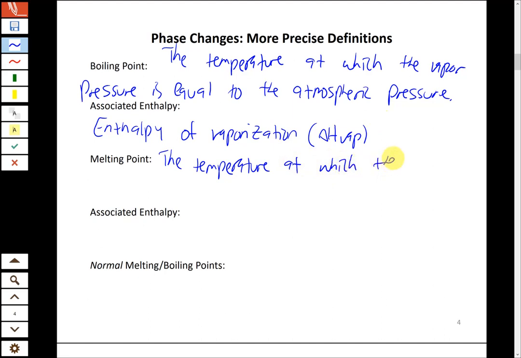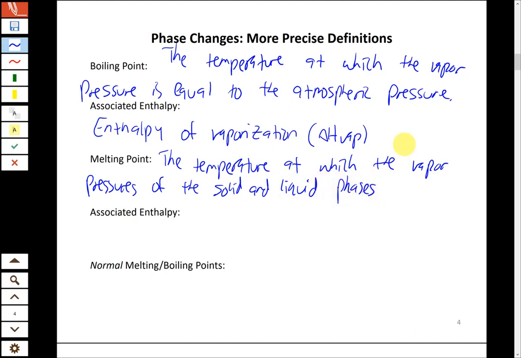So we want to be familiar with it, but it's not really the way we usually think about it. But it's the temperature at which the vapor pressures of the solid and liquid phases are equal. So solids have vapor pressure as well, typically much lower than the corresponding liquid vapor pressure. But there is a vapor pressure associated with solids also, and the temperature at which those two phases have the same vapor pressure is called the melting point. So that's the precise definition of melting point.